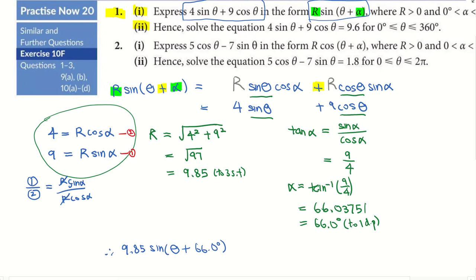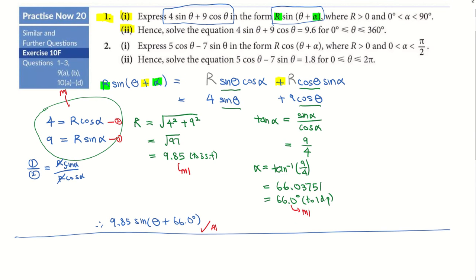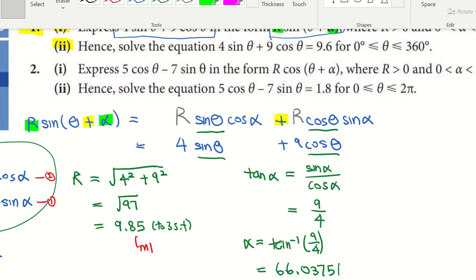This is usually a 4 marks question. First mark, M1, find R. M1, find alpha. The last one is the answer mark, A1. That's why this is a 4 marks question. After we find the R formula, we have already expressed it in R formula. Now the second part, the last part.